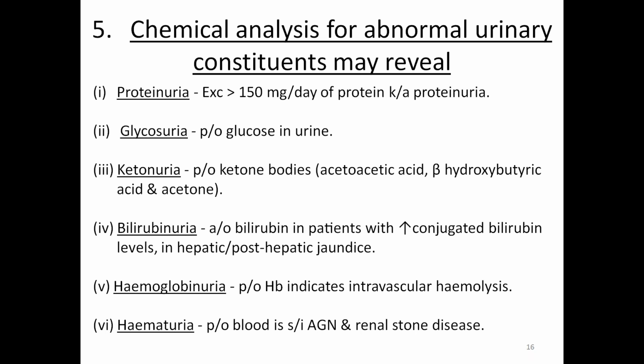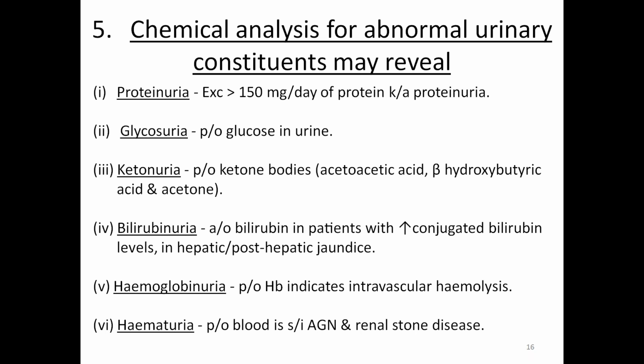So ketonuria occurs in patients suffering from ketosis due to severe diabetes mellitus or prolonged starvation. Then bilirubinuria refers to appearance of bilirubin in urine of patients with elevated conjugated bilirubin levels. This can occur usually in hepatic or post-hepatic jaundice. So normally 1 to 3.5 milligram of urobilinogen is excreted daily in the urine. But its excessive excretion, if present in urine, is a characteristic feature of hemolytic jaundice.